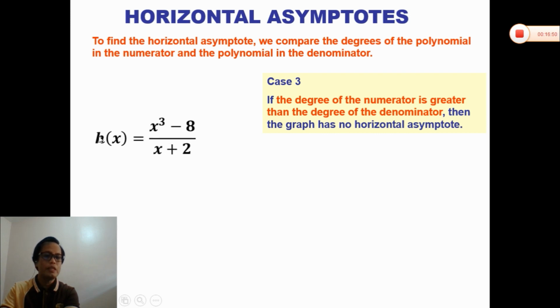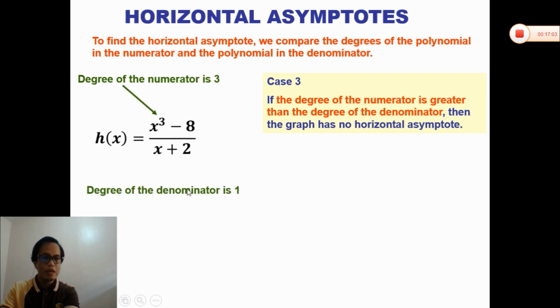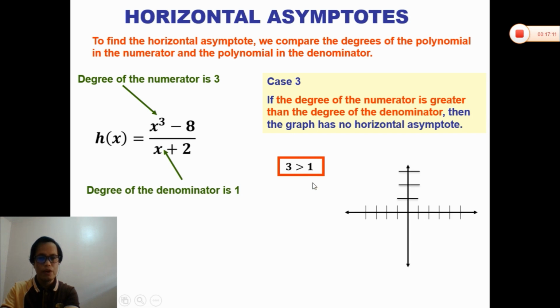For example, you are given h of x equals x cubed minus 8 over x plus 2. The degree of the numerator is 3 and the degree of the denominator is 1. So 3 is greater than 1. Therefore, this rational function has no horizontal asymptote.